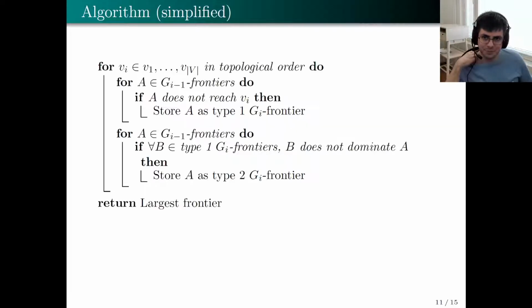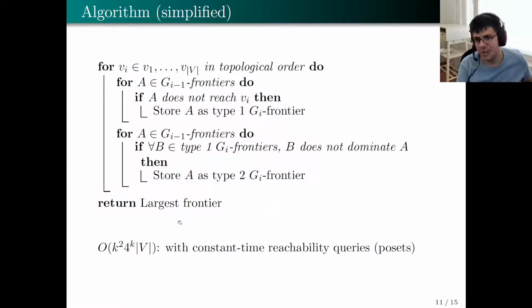our final solution. In our algorithm, we process the vertices in a topological ordering and consider the corresponding topologically induced subgraph. At each iteration, we compute the G_i frontier antichains. We first compute the type 1 frontier antichains, and then we compute the type 2 frontier antichains. When we finish processing, we report the largest frontier antichain seen during the algorithm, which corresponds to a maximum antichain. This approach takes order k squared 4 to the k times n if we assume constant time reachability queries, or if we are working with posets or transitive DAGs.